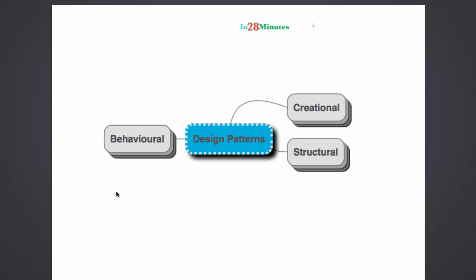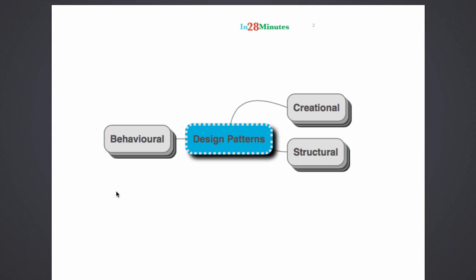The structural design patterns, on the other hand, deal with the composition of the classes. What does a class contain? What relationship does it have with other classes? Does it have an inheritance relationship? Does it contain the object of another class? All these kinds of design patterns are grouped under structural design patterns.